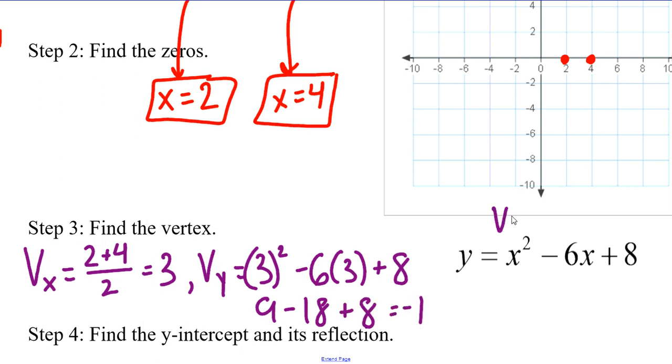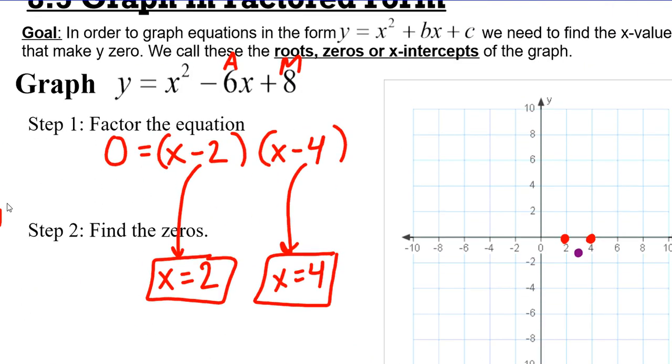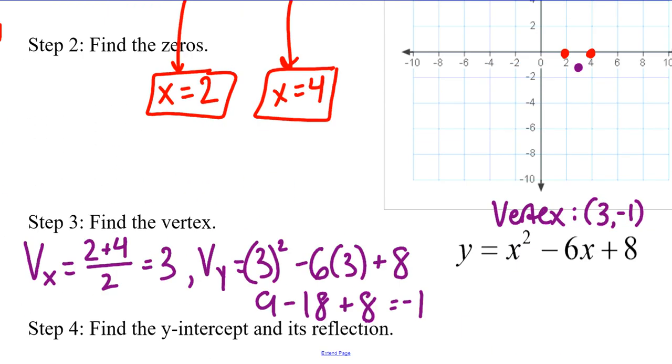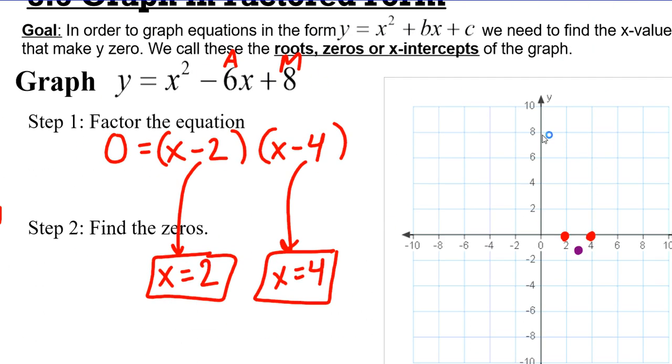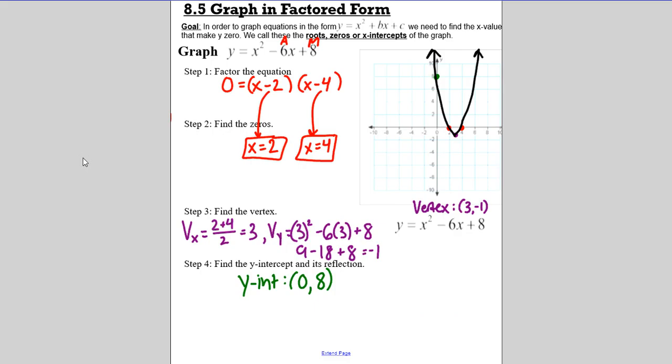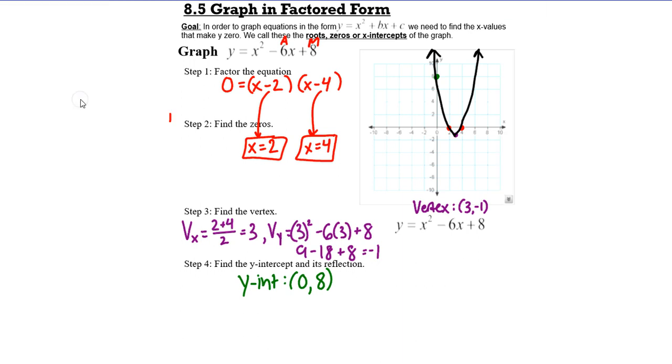So the vertex is going to be at 3, negative 1, right there. The last point is always the y-intercept in standard form, and that's 8. If I put 0 in for x, my y-intercept will be at 8. Plot the left side. I can sketch in the left side now, and the right side is just going to be the reflection. It'll look like that, and that's how we did graphing by factoring.